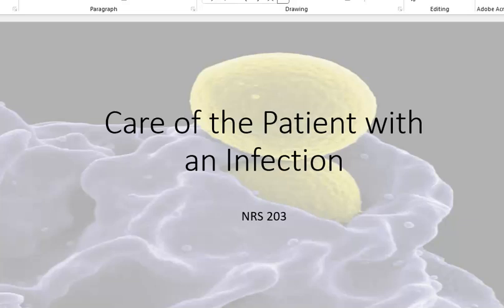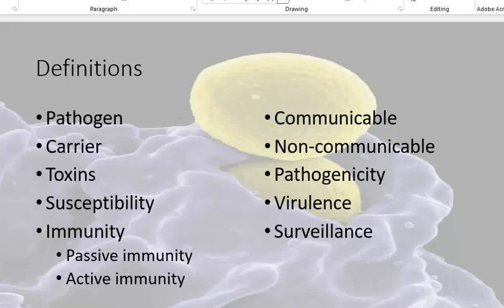So this is lecture 3 with the immune system. This is care of the patient with an infection. This is also chapter 16 in your Med Surg book. So first are just some definitions that you need to make sure that you know. They can be found in your textbook, so make sure you look those up.